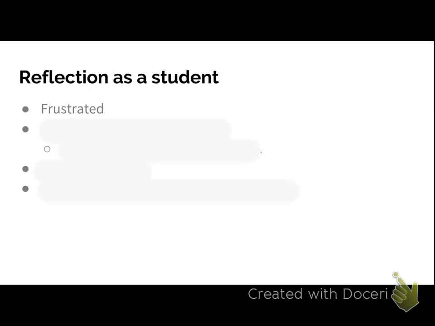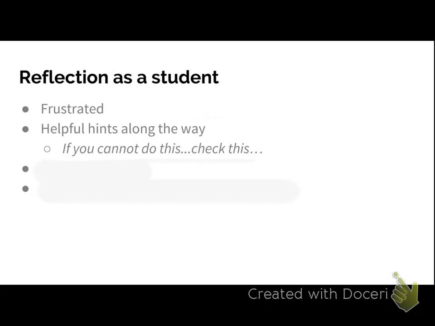So my reflection as a student, I say frustrated. I was really just frustrated with the clicking and not being able to get things to go where I wanted to go. However, there were a lot of helpful hints along the way. Things like if you cannot load your substance into where you're determining your pressure, check and make sure that your bottle is back on the shelf. So it kind of gave you hints of, if this isn't working, this might be why.